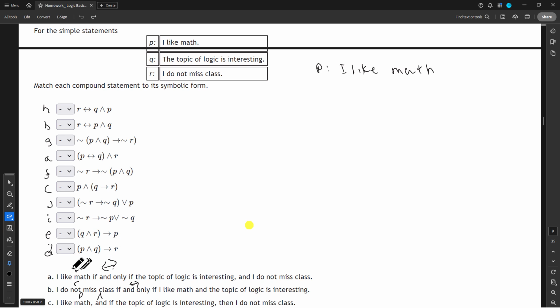So here: I like math if and only if the topic of logic is interesting and I do not miss class. So I have I like math, which is a P, and the topic of logic is interesting, and that's a Q. And I do not miss class, and that's R. Okay, so I'm looking for a P, a Q, and an R.